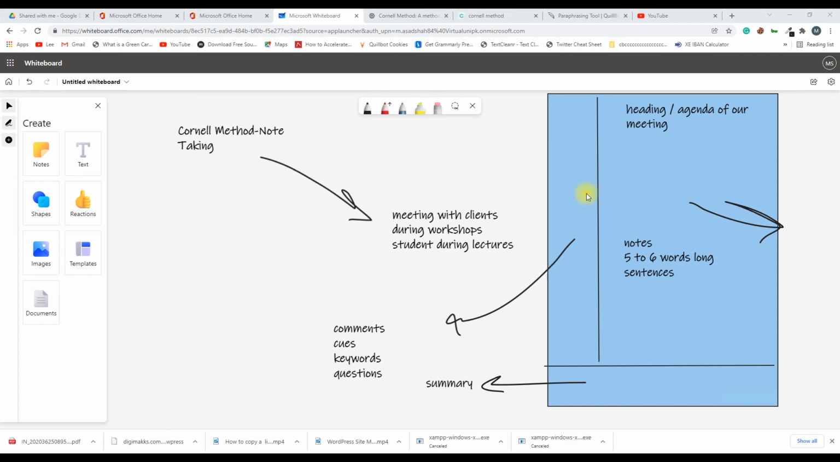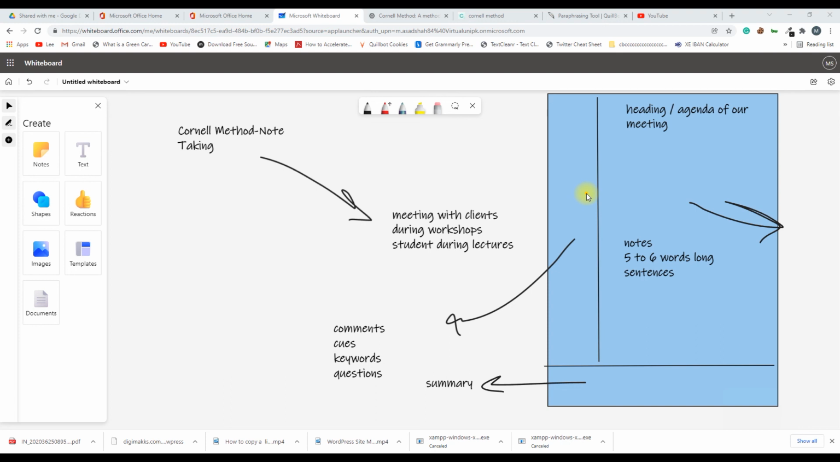So after you have reflected, you move on to the summary section, and what you do is you review the notes and write a brief summary of whatever you have written in the notes section.